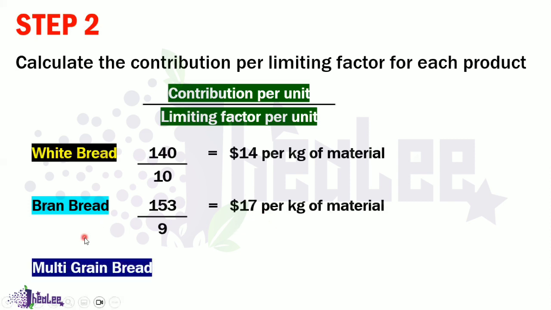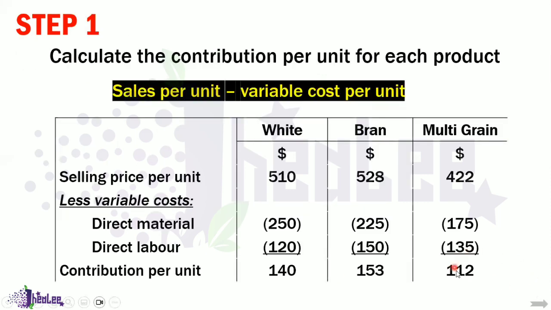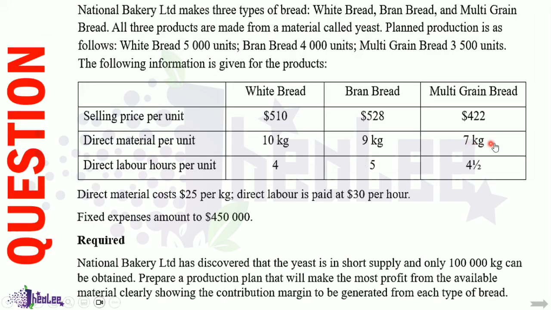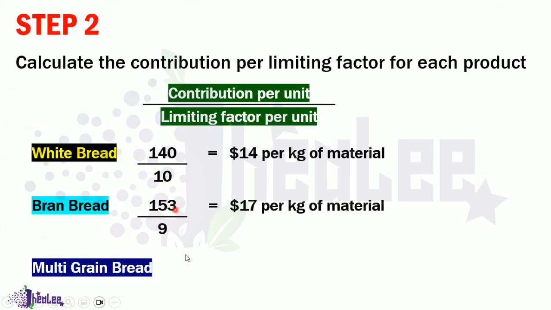Let's move into the other type of bread, which is multigrain. And remember, contribution per limiting factor is the contribution per unit divided by the limiting factor per unit. So the contribution per unit for multigrain is $112, and we're going to divide that by the limiting factor of 7 kg. Why are we dividing by the 7 kg? Remember, our limiting factor is the yeast, which is a direct material. So let's look at that result. 112 divided by the limiting factor of 7 kg gives us $16 per kg of material.